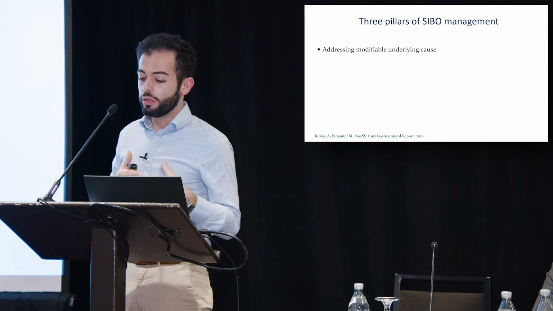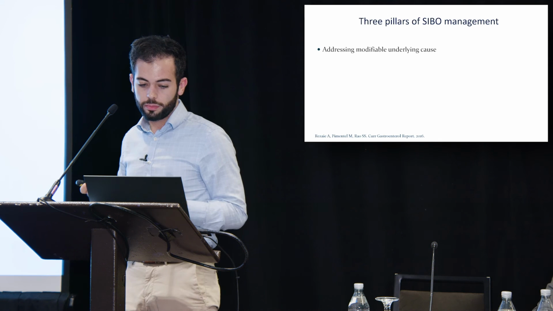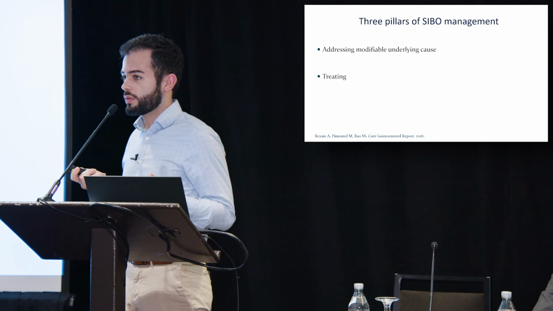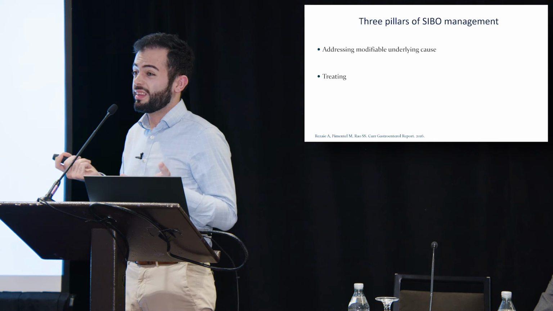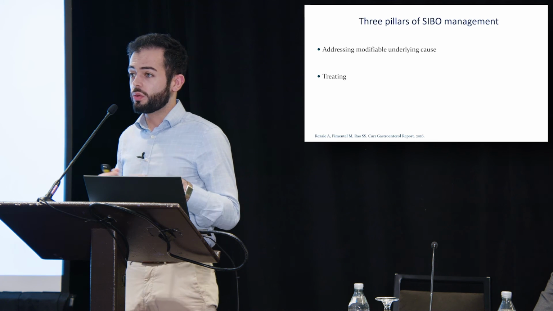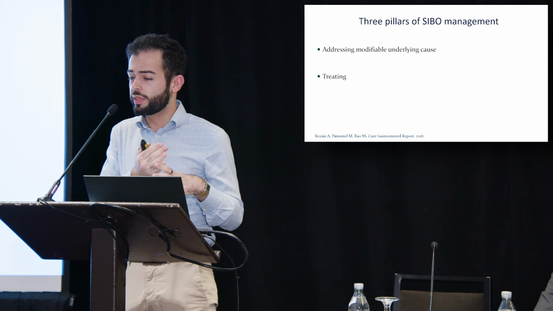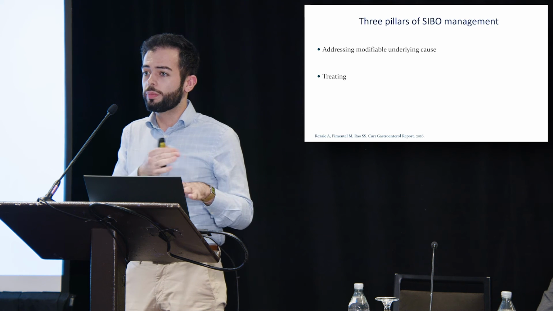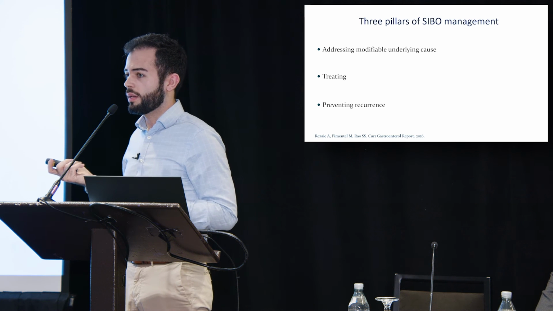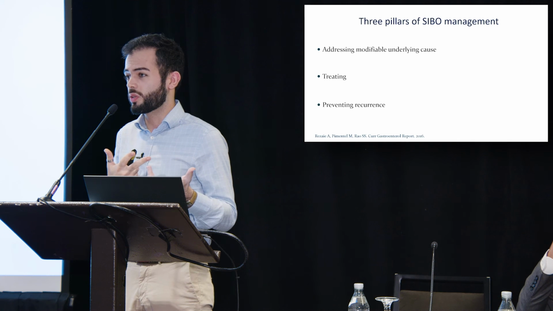Now, what are the pillars of SIBO management? There are 3 big pillars in the management of SIBO. One is that we would like to address the modifiable underlying causes. So fix anything that we can within our limitations. 2 is treating. So you have this overgrowth, you're in a state of overgrowth. We want to knock down the number of bacteria and try to get things more balanced. And then 3, we want to prevent it from happening again, because one thing about SIBO is that it has a very high recurrence rate.